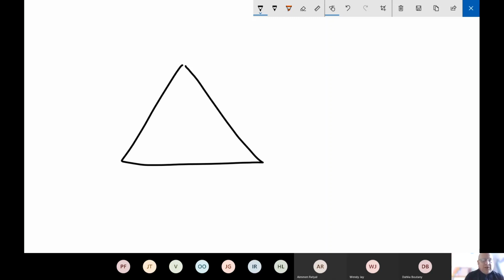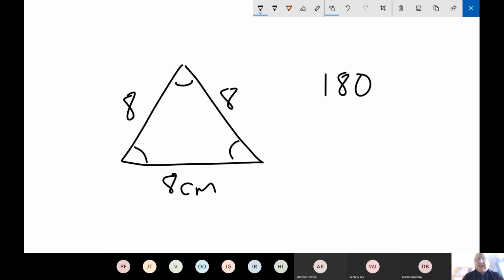So if I told you this was a triangle and this was 8 centimeters across, well, all 3 sides are exactly the same. So they're 8, 8, and 8. Similarly, all 3 of the angles are exactly the same, and we said they all must add up to 180. If we do 180 divided by 3, we get 60. So each angle of an equilateral triangle is 60 degrees.